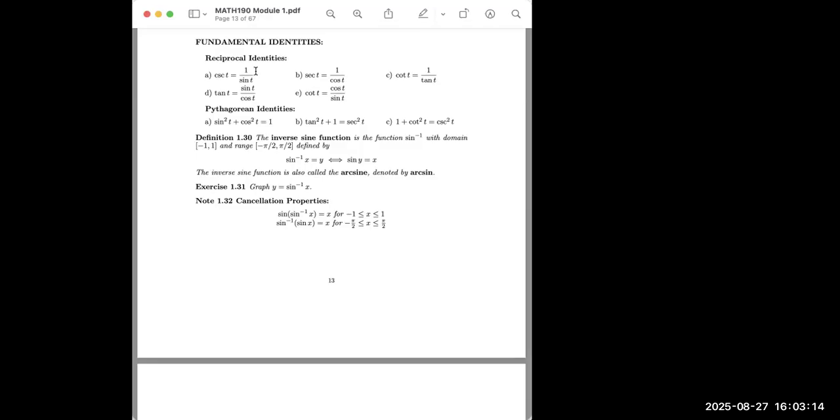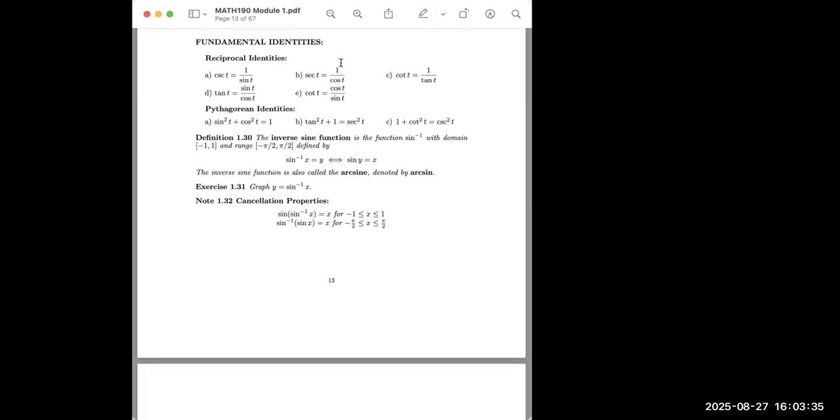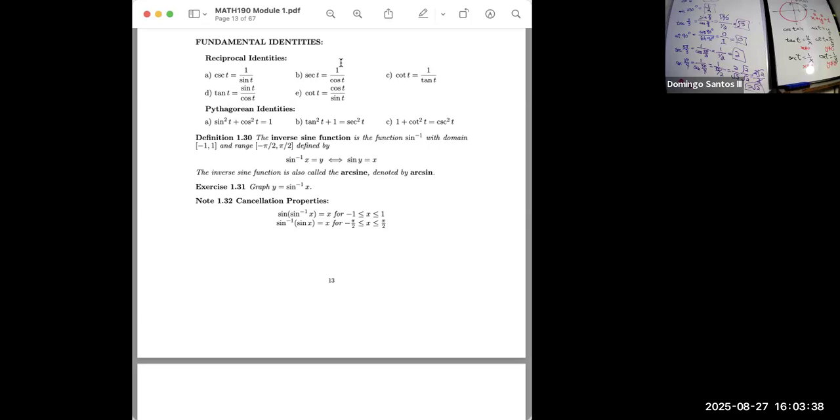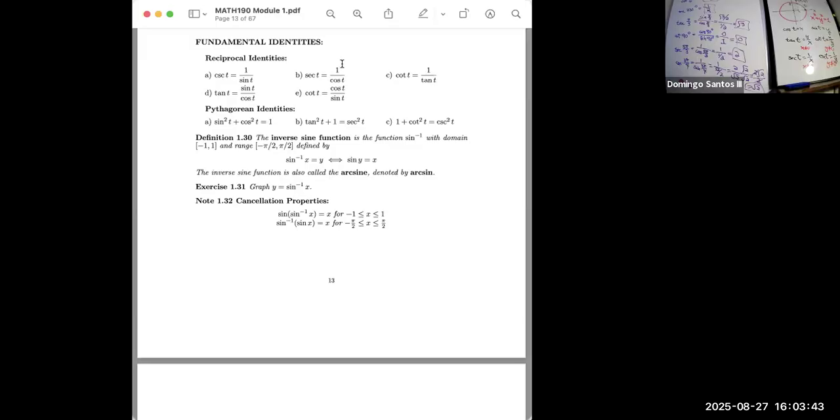Letter B, please. Secant t equals 1 over cosine t. That means that secant and cosine are reciprocals of each other, meaning if you multiply secant and cosine, it will give you 1. Continue on for letter C, please. Cotangent t equals 1 over tangent t. Very good. So cotangent and tangent are reciprocals of each other, meaning cotangent times tangent would equal 1.